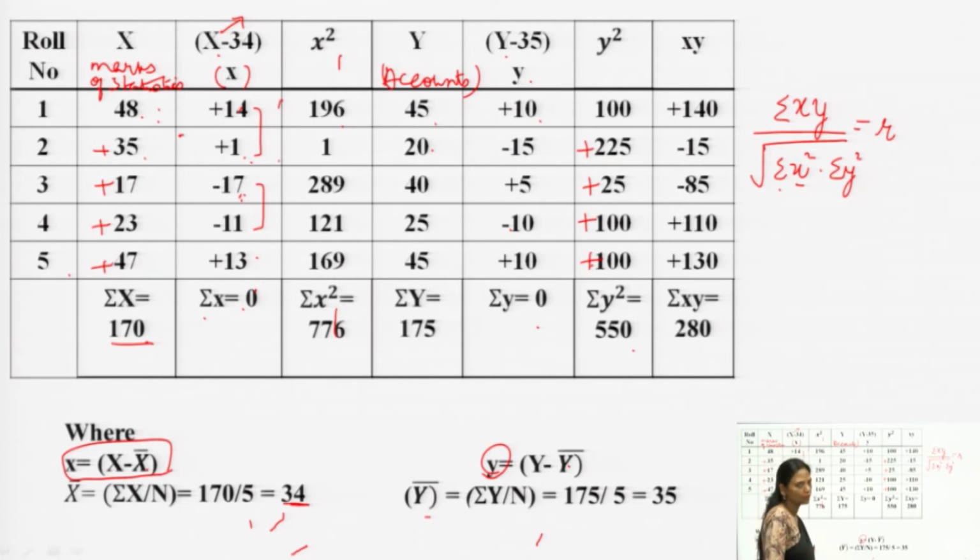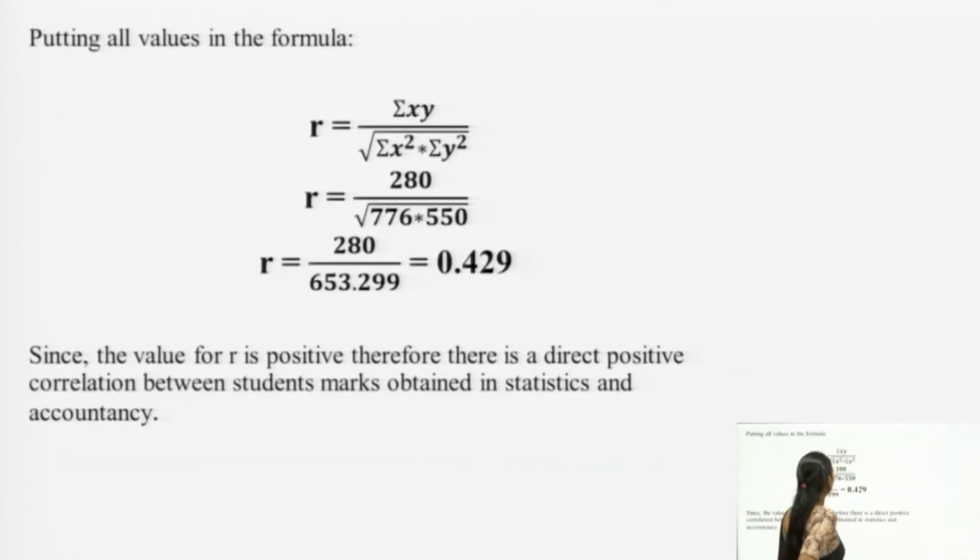The coefficient of correlation, what does it say? It talks about putting the values here and finding out what kind of relation the variable x and variable y are having, when one is the marks of statistics and the other is the marks of accountancy. So, putting all the values in the formula, we have summation of xy divided by under root of summation of x square into summation of y square.